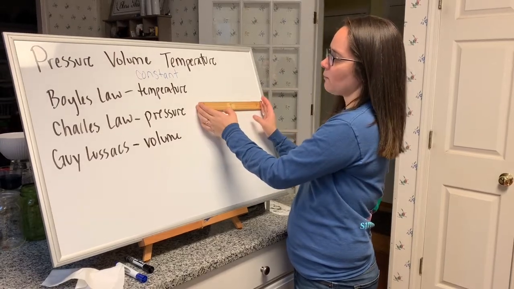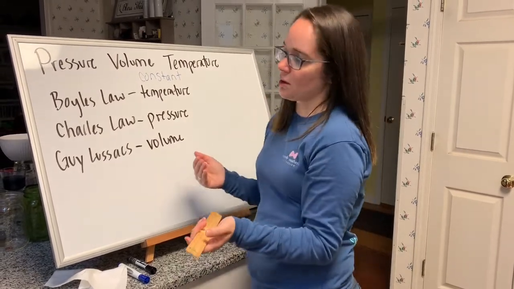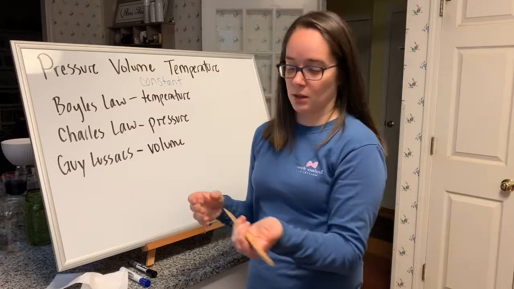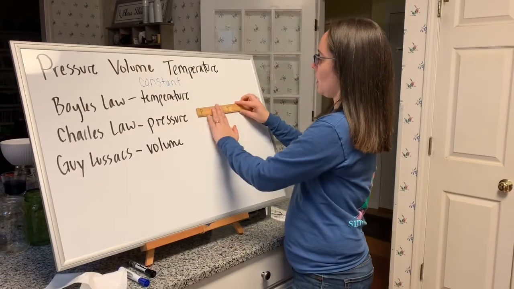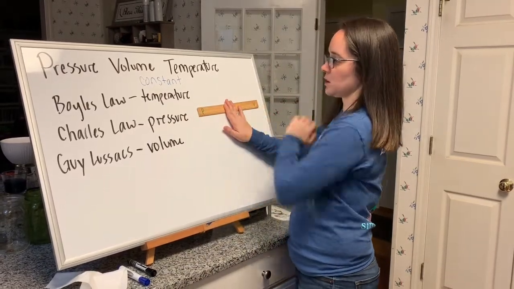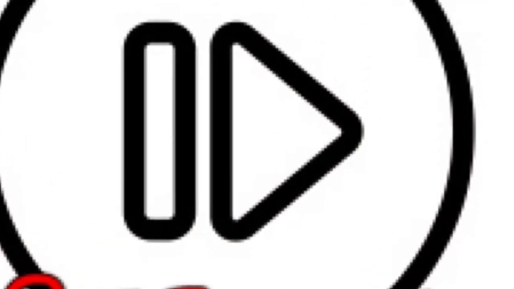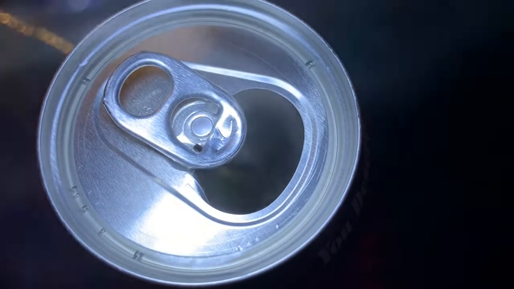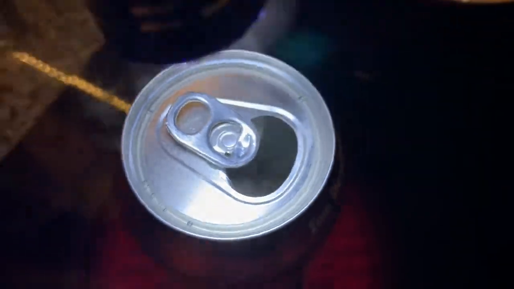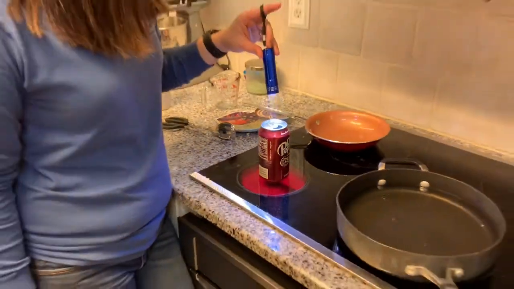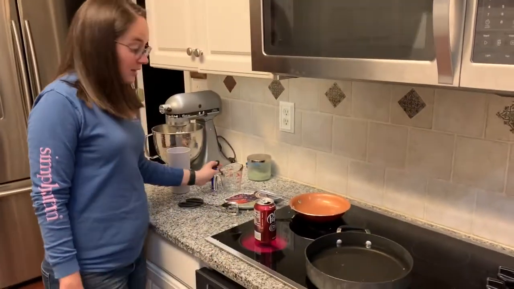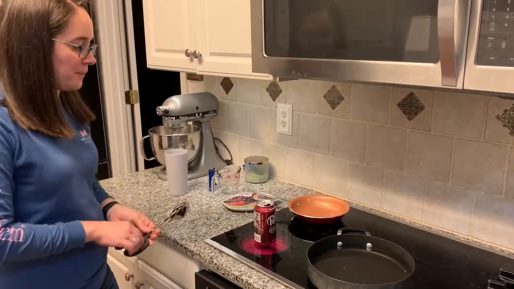This is really helpful if you're given some sort of scenario, to determine what type of constant it is out of these three, to determine how the others are going to be affected. Okay, now that it's bubbling and it's steaming, let's test this out.